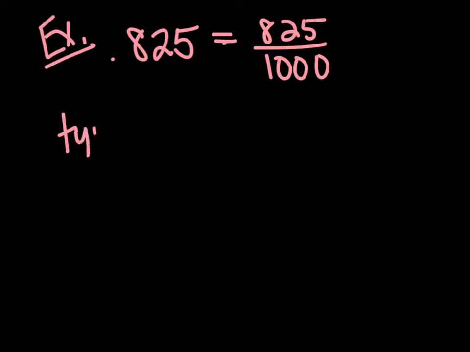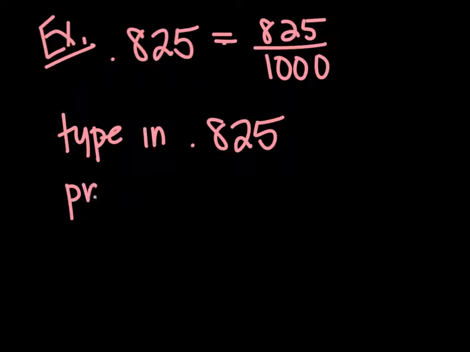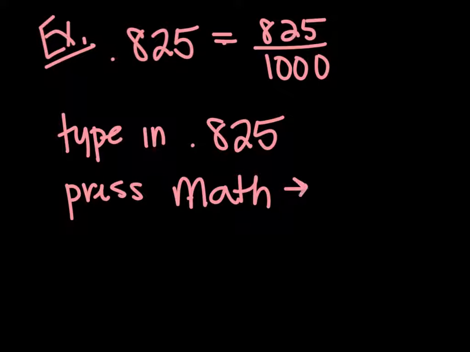0.825. Okay. Then I need to press the math button. And where's that? It's on the left-hand corner of the TI-84. It's the third key down. Okay. And then once we press math, what do we have to do? Press enter, because that's fraction. And then press enter again, and it gives me the fraction in reduced form.